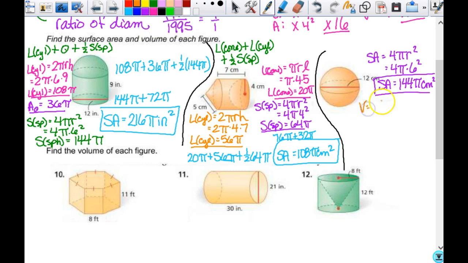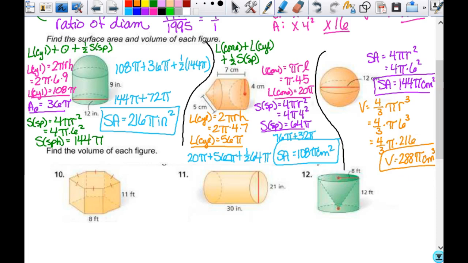Volume of the sphere is 4/3 pi r cubed, right? So this gives me 4/3 times pi times 6 cubed, 216, good. So 4/3 pi times 216, 288, good. Because the easiest way to do this here is to go ahead and divide that by 3 and then multiply by 4. So you get volume is equal to 288 pi centimeters cubed. Everybody okay with all that?